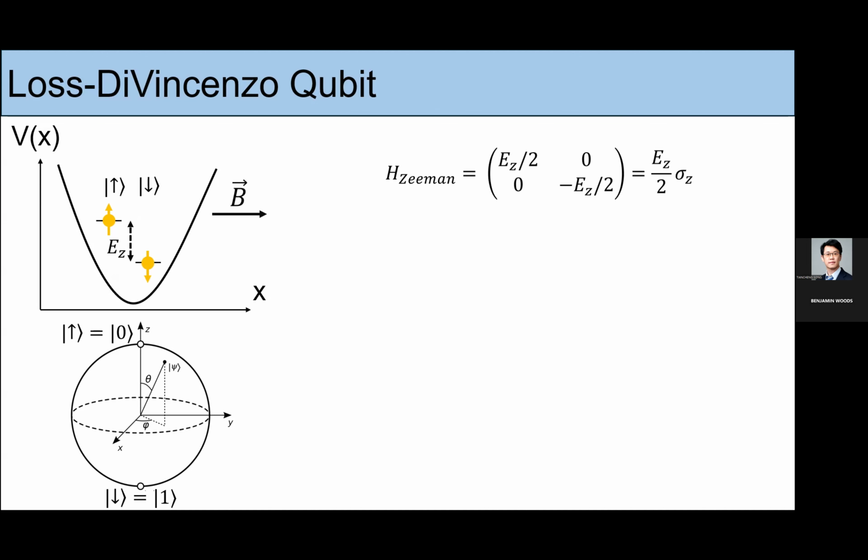So what is this thing going to do to our qubit state if I just put a magnetic field there? How will this qubit state evolve in time? Anyone?